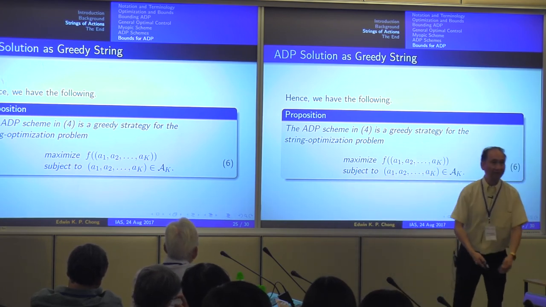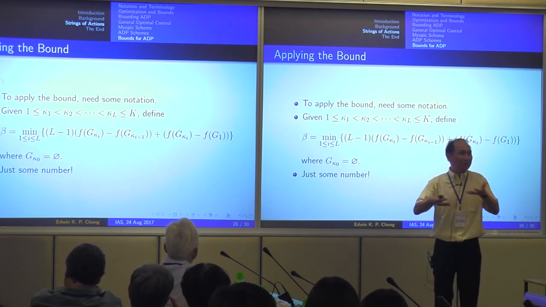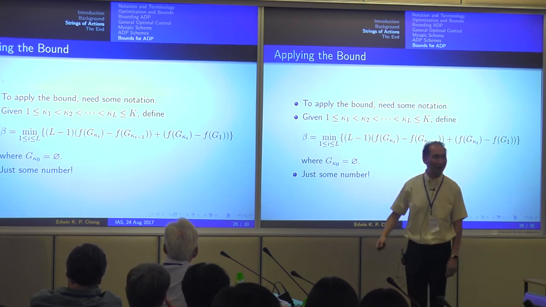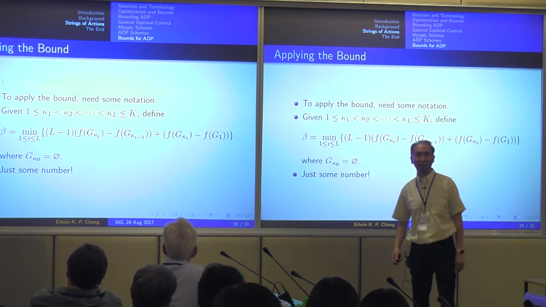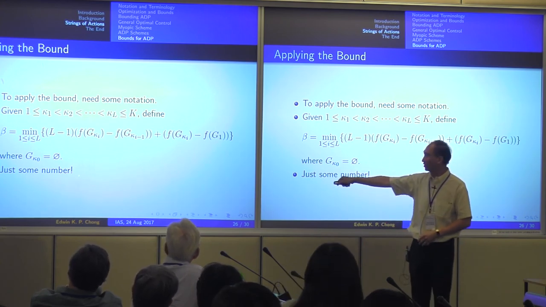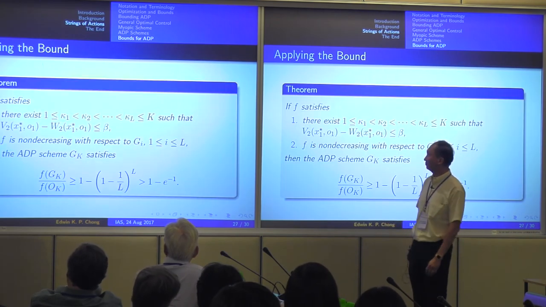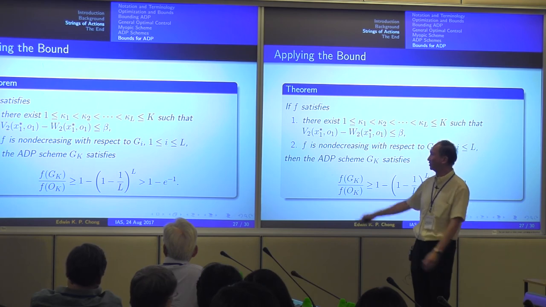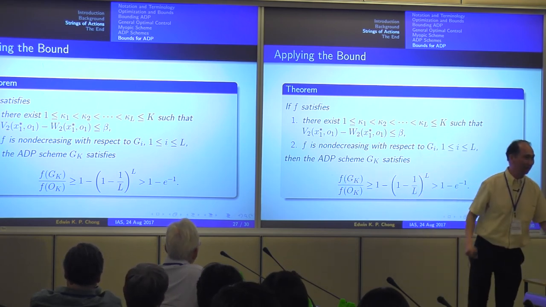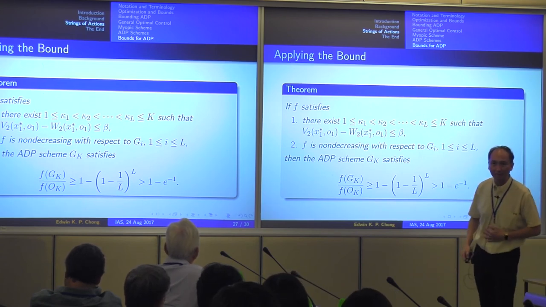And hence, if I now apply the previous result, I can try and do something with it to get a bound, right? So here's an example of a bound. Not the prettiest looking example, but I think you can imagine. It's basically a set of conditions. Don't read this. It's just some number. It's just a set of conditions that guarantee submodularity. So if f satisfies these conditions, then the ADP scheme satisfies this bound just by applying the result I just showed you, plus the Streeter and Golovin kind of thing.